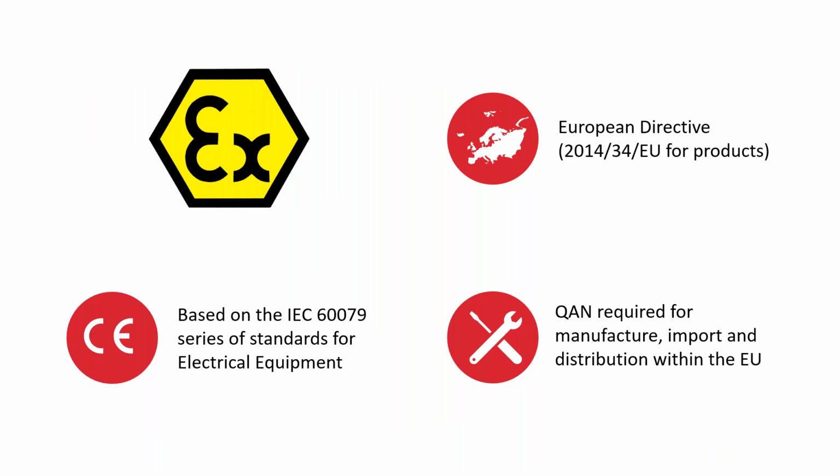And finally, manufacturers have to be assessed by a notified body, but that notified body must be based in the EU, and then they are issued with an ATEX quality assurance notification, or QAN, Q-A-N. So you'll often see on many manufacturers' websites, you'll be able to download a QAN and QA certifications.